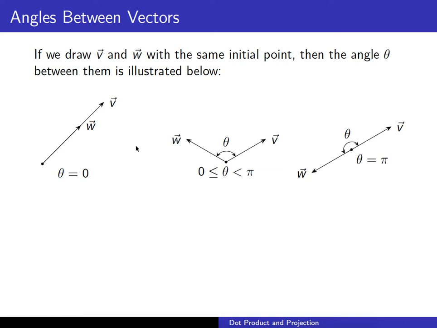So for instance, if v and w are parallel, then the angle between them is 0 degrees, so they don't make any opening at all. We could have an angle that's between 0 and pi, or 0 and 180 degrees. And if they're opposite vectors, in other words, they're pointing in exact opposite directions, then the measure of the angle between them is pi, or 180 degrees. So today we're going to look at how to calculate the angles, especially for ones that are not parallel and not opposite, but somewhere in between. So more or less this second case here.